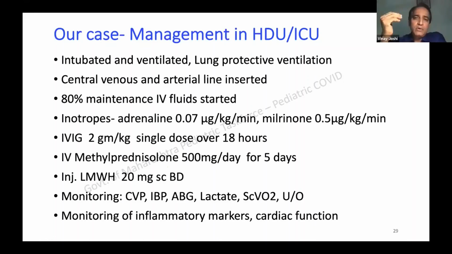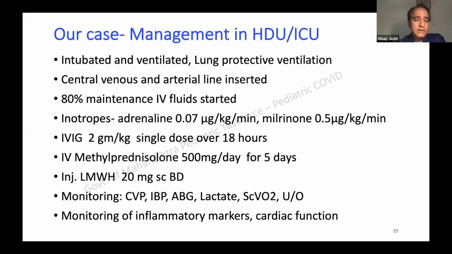Accept the pH of 7.15 to 7.25 as long as the CO2 is between 50 to 60, that is permissive hypercapnia. And make sure that you prone these children if you can, that is very, very important as a part of the lung protective ventilation. The child requires central venous as well as arterial line insertion for the monitoring and sampling and arterial blood pressure monitoring.